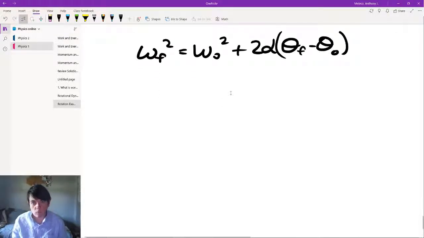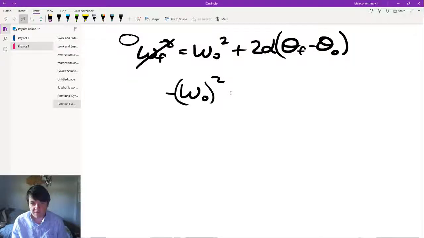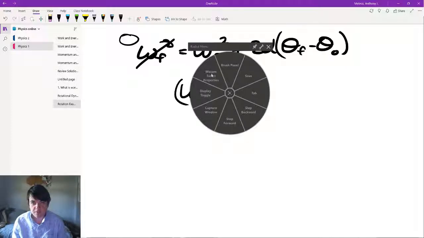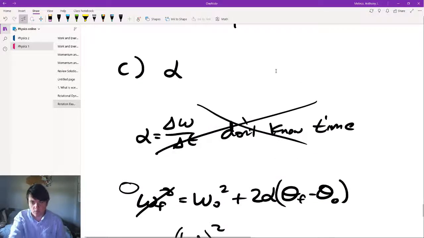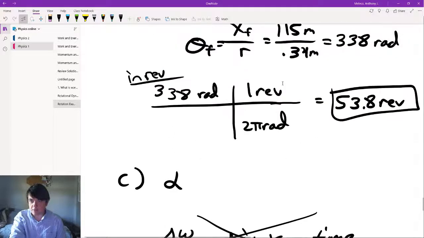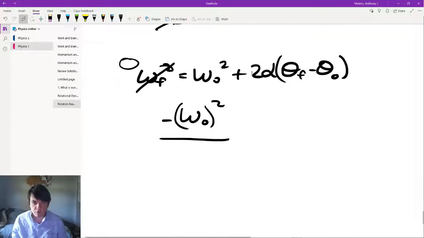And so what we can do here is we can solve this for alpha. Our omega final is 0 because we're going to rest. So omega initial squared, and remember this is outside because we're subtracting this quantity over, this should be a negative term. So we're actually putting that outside of the parentheses. That will give us a negative acceleration, which is what we want. And our change in position here, we're going to do this in radians. So we had 338 radians for a change in position.